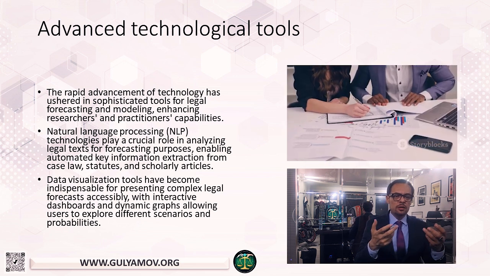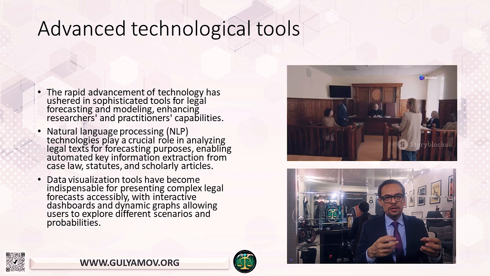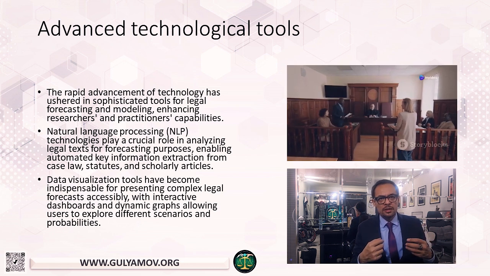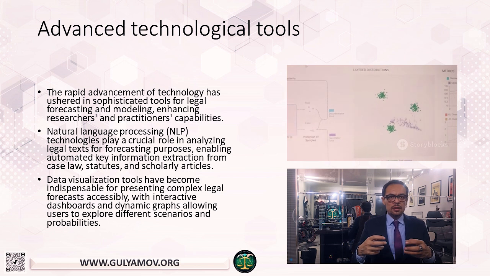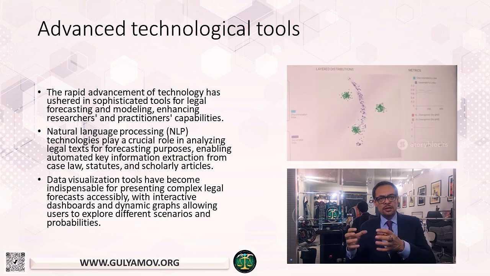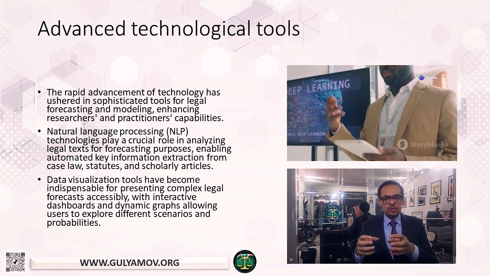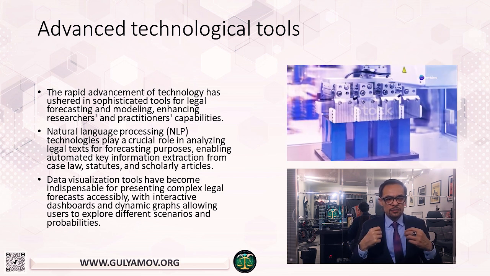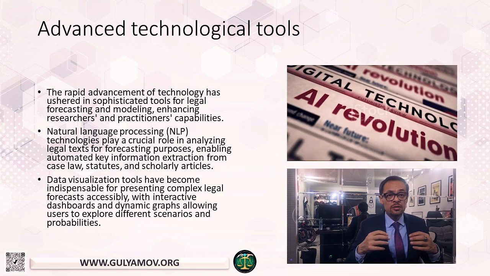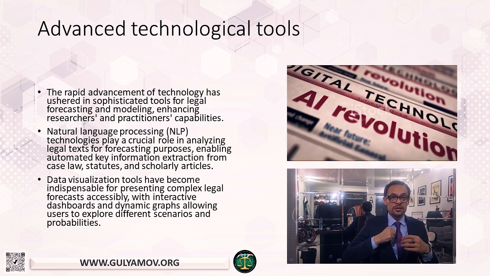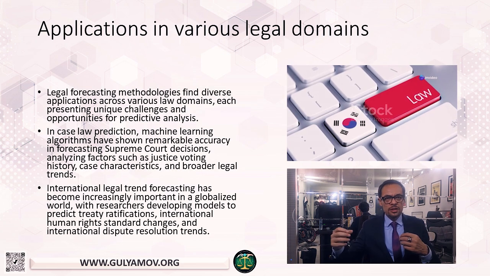Natural language processing, NLP, technologies play a crucial role in analyzing legal texts for forecasting purposes, enabling automated key information extraction from case law, statutes, and scholarly articles. These NLP tools can identify legal language usage trends, track legal concept evolution, and assess judicial opinion sentiment. Data visualization tools have become indispensable for presenting complex legal forecasts accessibly, with interactive dashboards and dynamic graphs allowing users to explore different scenarios and probabilities. Applications in various legal domains.